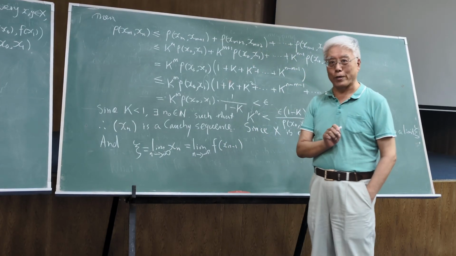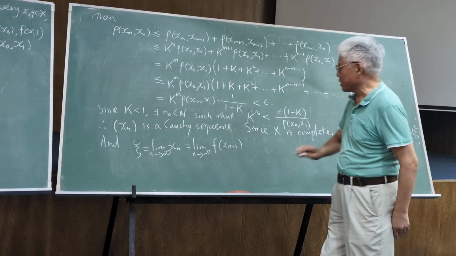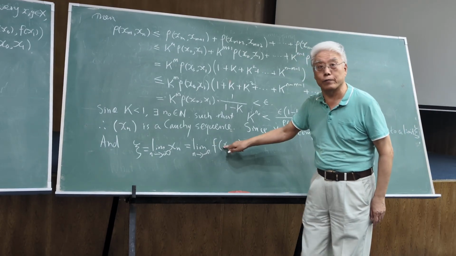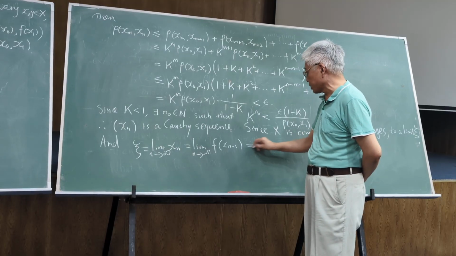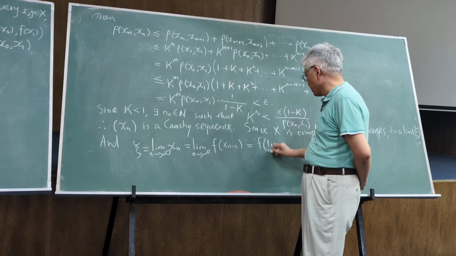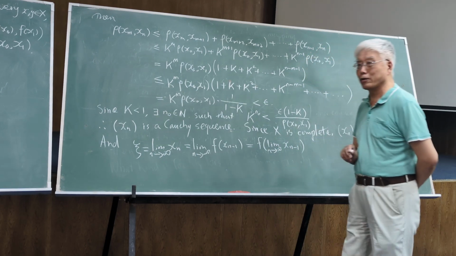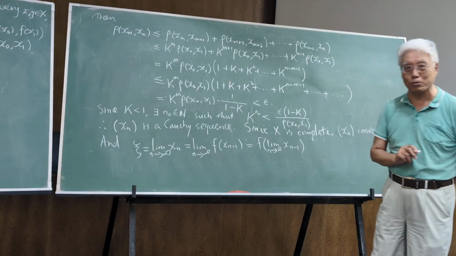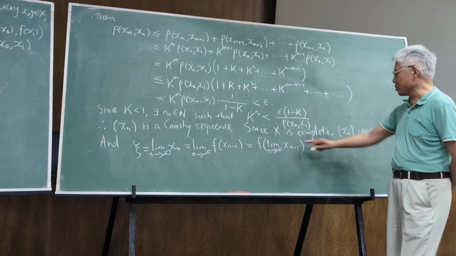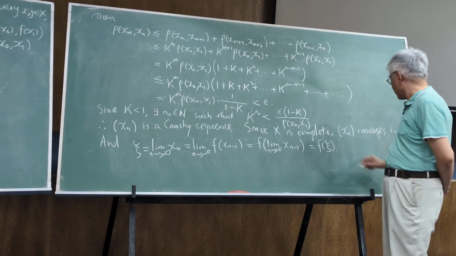f is a contraction mapping. We proved that it's continuous. Yes, and there was a proposition earlier that the limit can go inside if the function is continuous. So here we are using that. So it's f of the limit, as n goes to infinity, of xn minus 1. But as n goes to infinity, n minus 1 also goes to infinity, right? Which means this is psi. So this is the end of the proof.